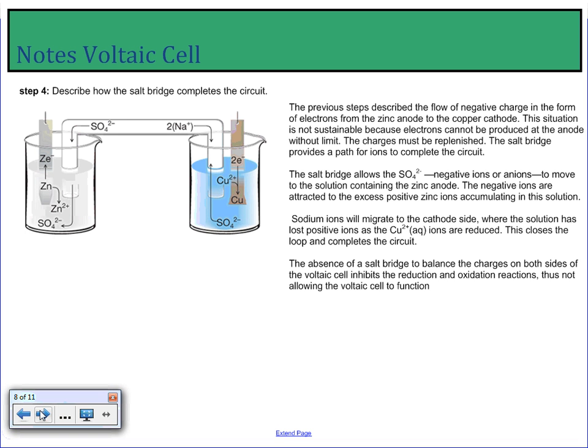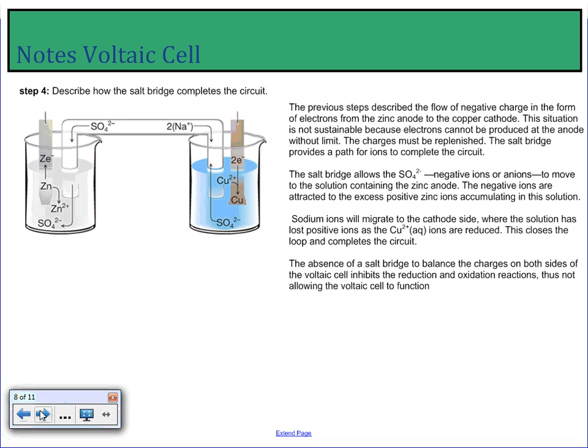Describe how the salt bridge completes the circuit. The previous steps describe the flow of negative charge in the form of electrons from the zinc anode to the copper cathode. In this situation, it is not sustainable because the electrons cannot be produced at the anode without limit. The charges must be replenished.